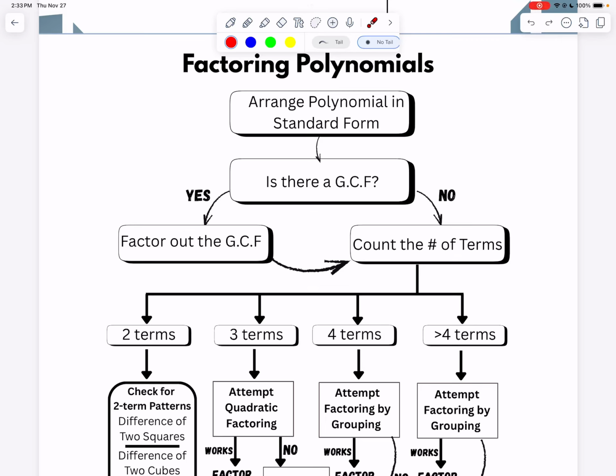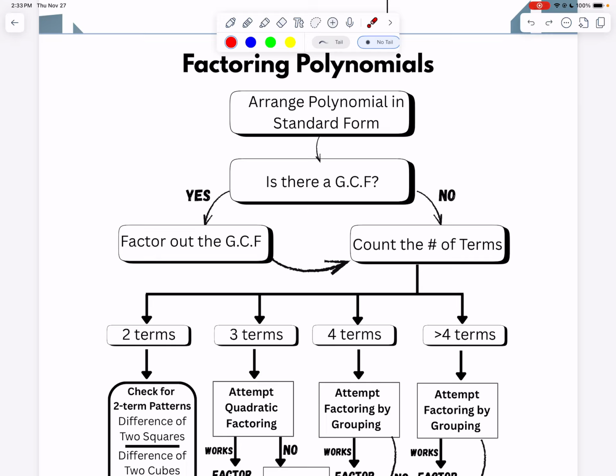Hi, in this video, we're going to be learning, or continuing to learn, how to factor polynomials. In a previous video, we talked about the challenge of factoring polynomials being associated with the fact that there are multiple techniques that are associated with different types of problems. So I've included a flow chart in the description below to help you to decide what technique to use and when.